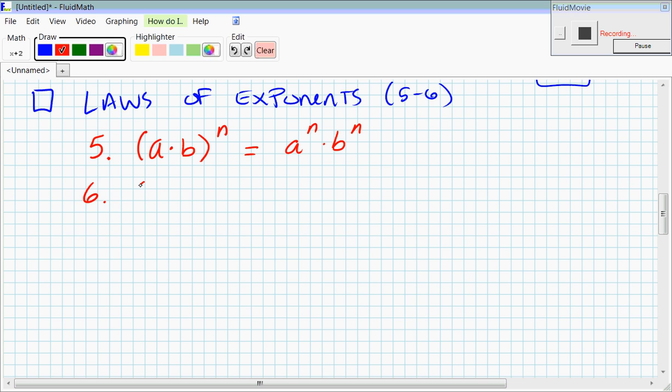Number 6, one of my favorite ones. If I take a to the m, but then I take all of that and I raise that to the power of n. So I'm raising a power to a power on this one, right? Does anybody remember what you do? Yeah, and sometimes I like to circle those to remind myself that you have to multiply the m and the n together. So that gives me this, a to the m times n.